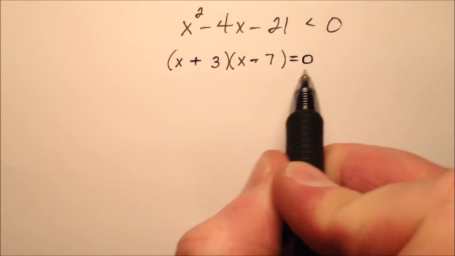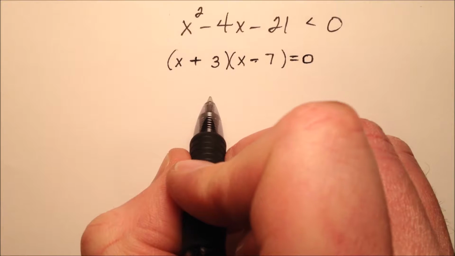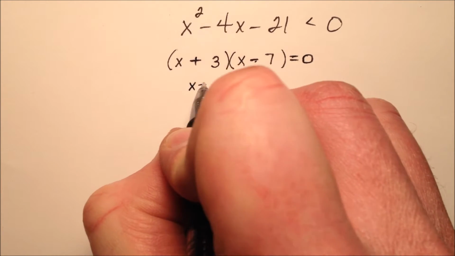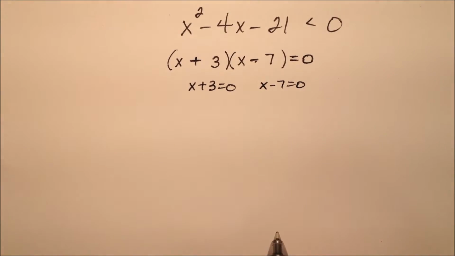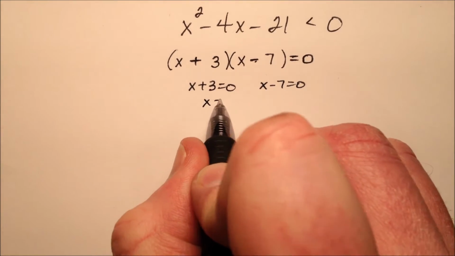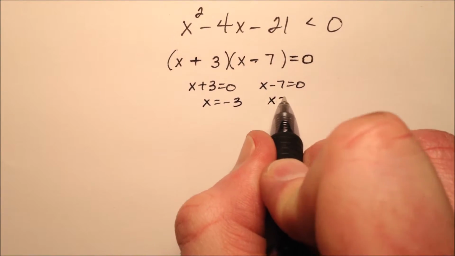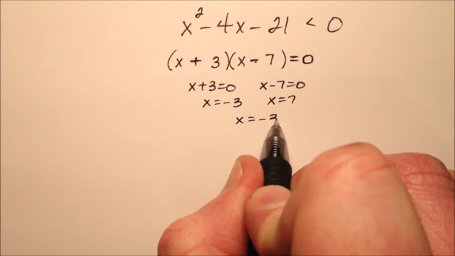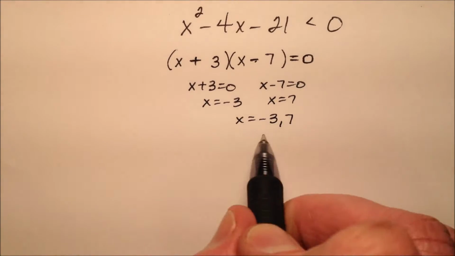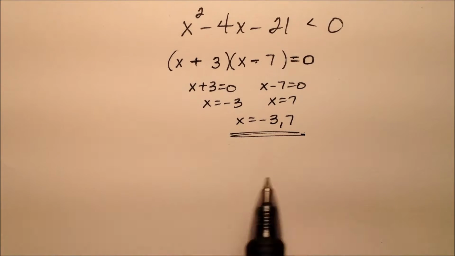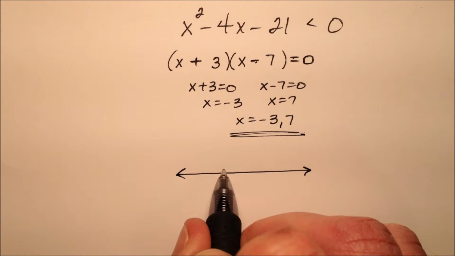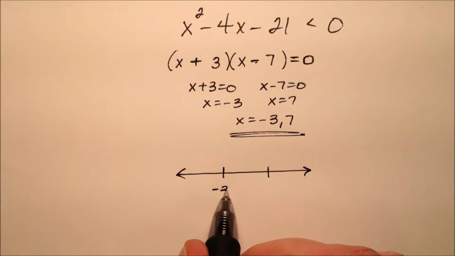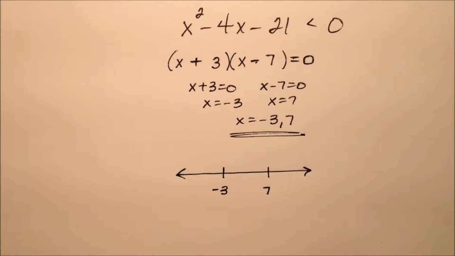And I'm going to set that factorization equal to 0 so I can find the critical numbers. So x plus 3 equals 0, x minus 7 equals 0. So I know we have x equals negative 3 or positive 7. So we call these the critical numbers because something interesting is going on there. So I have negative 3 and positive 7.